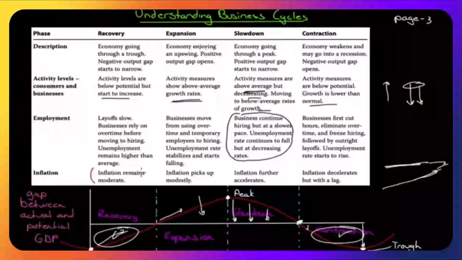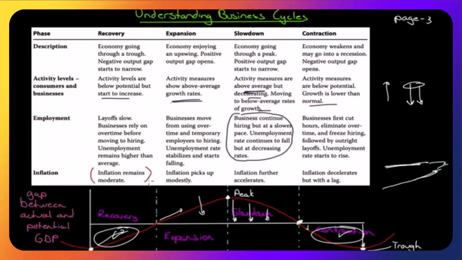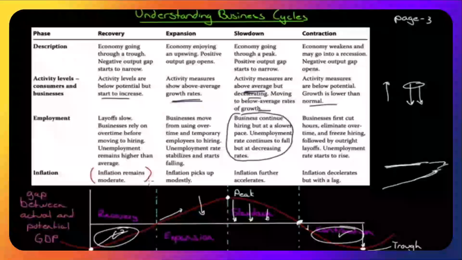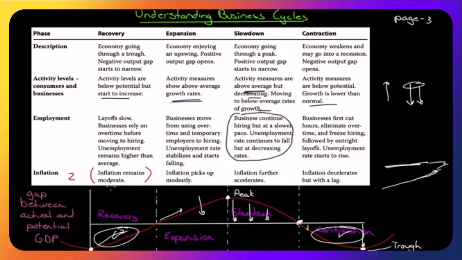So in a recovery, inflation remains moderate, probably below the central bank's target of 2%. Maybe inflation is 1% here. Inflation picks up modestly. It starts moving towards the 2% target. Inflation accelerates further. We've exceeded the 2% target. We might be moving to the upper bound of comfort for a central bank, which is 3%. Here they'd be very interested in raising rates quickly to decelerate inflation.